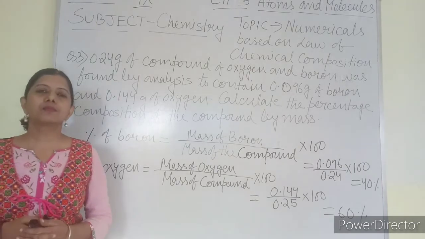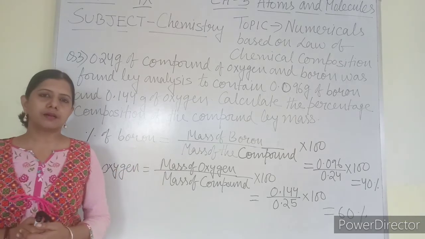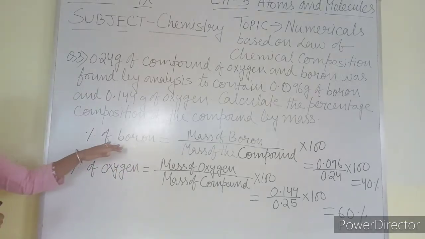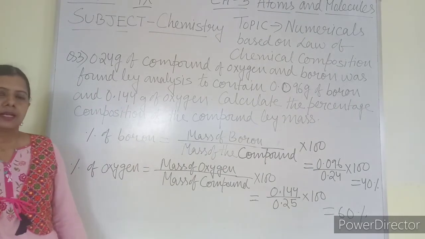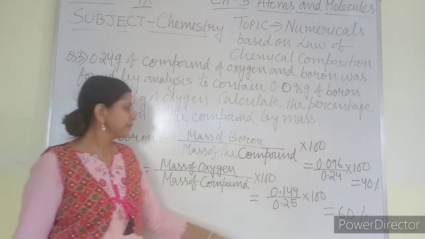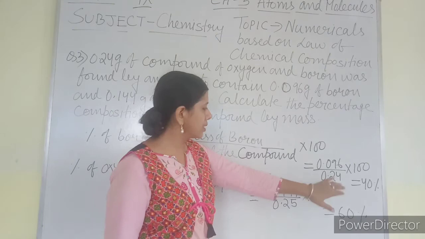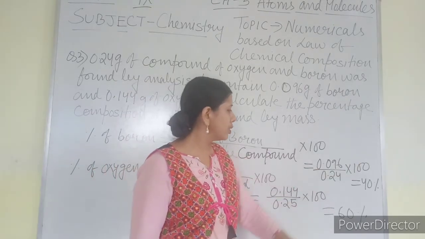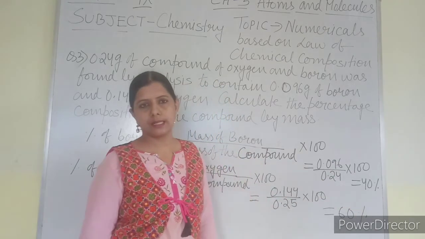That means you have to calculate the percentage composition of each element in the compound. So each element means two elements are there. Percentage composition of boron, the formula is mass of boron by mass of the compound into 100. Because I am calculating percent, it is multiplied by 100. Mass of boron is 0.096 by mass of compound is 0.24 into 100. If I calculate, I will get the answer as 40%.